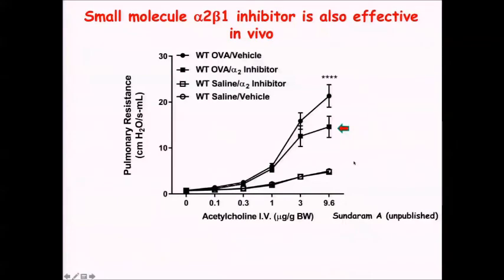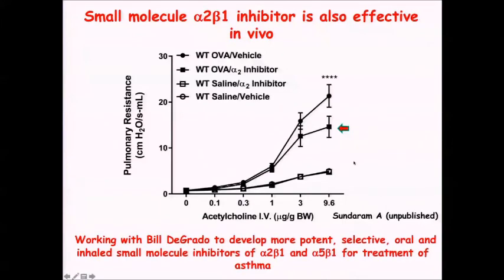So currently, we're working with Bill. We already have a library that we're developing of more selective, potent, potential oral and inhaled small molecule inhibitors of alpha-2 beta-1 and alpha-5 beta-1, which we hope sometime in the next couple of years we'll be able to at least test in patients to see whether this strategy might actually be useful.